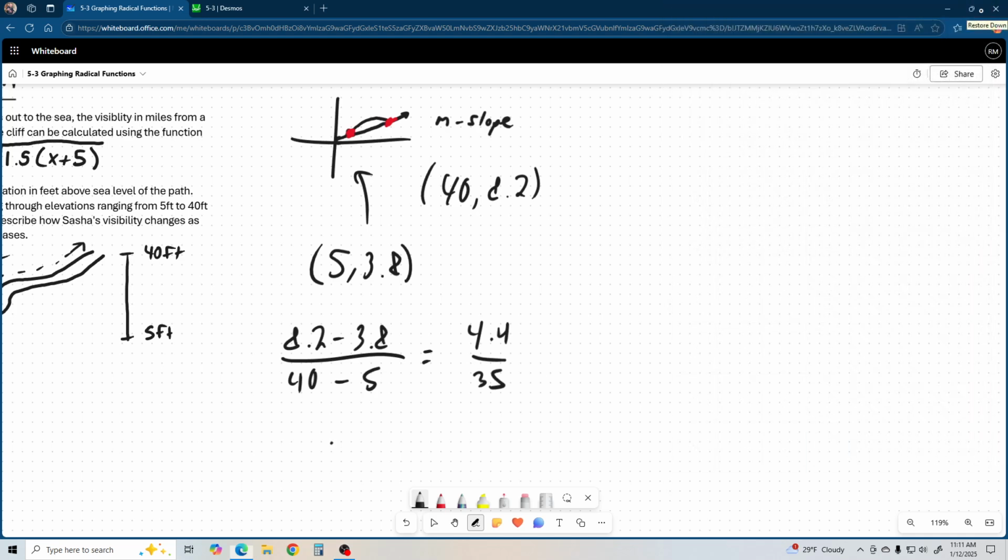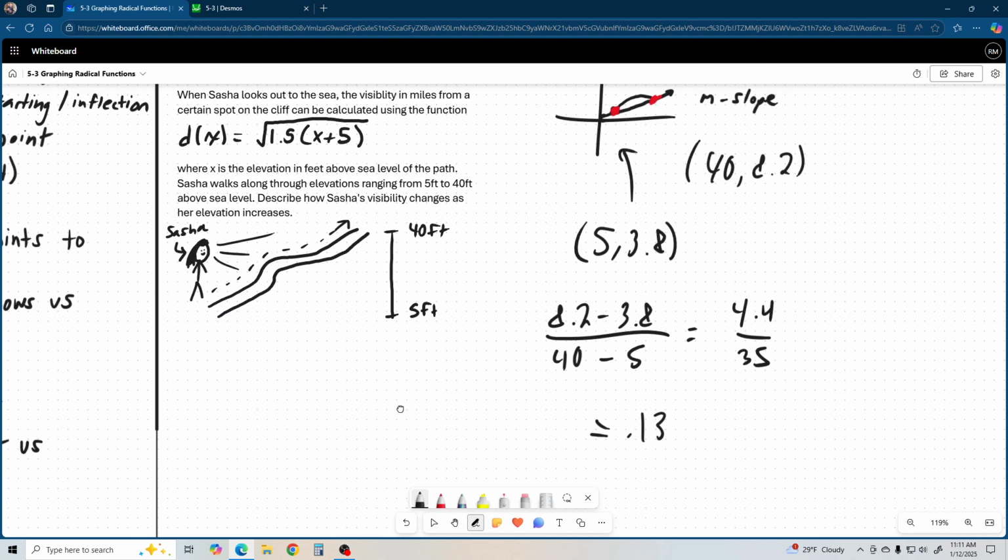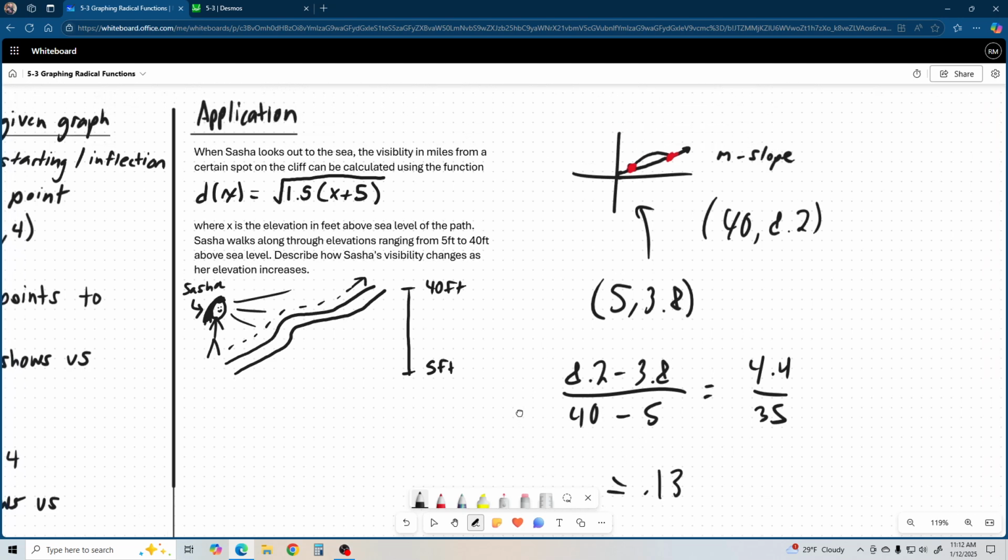So now this is the important part, right? This equals, it doesn't actually equal it, but it's close. All right, so 0.13. So what this is asking us is, how does her visibility change? Well, it looks like for every foot that she walks along this path, she can see another 0.13 miles than she could before, on average, right? Of course, it's not a straight line, but on average, she can see 13 1/100ths of a mile more than she could during the last foot. All right, and that's it.